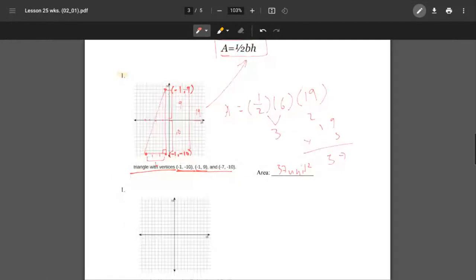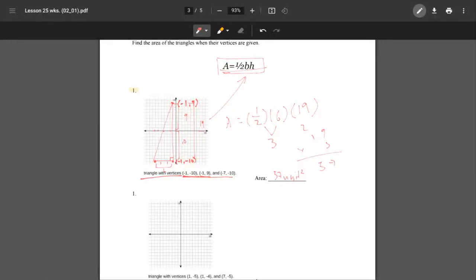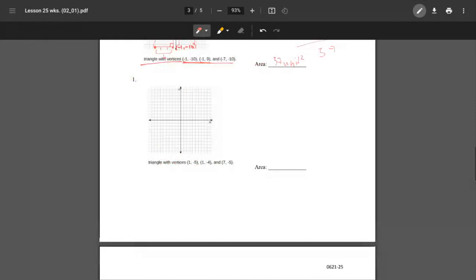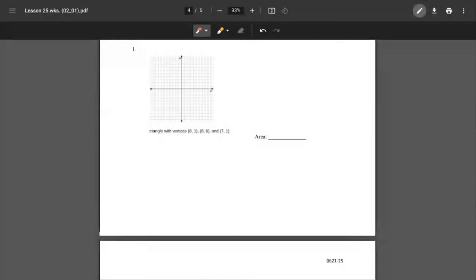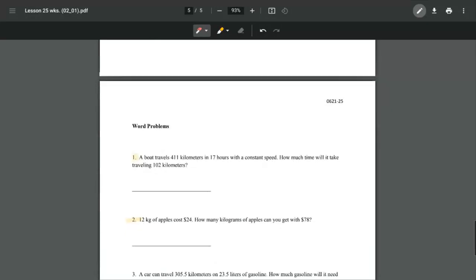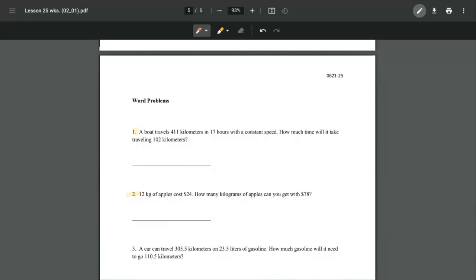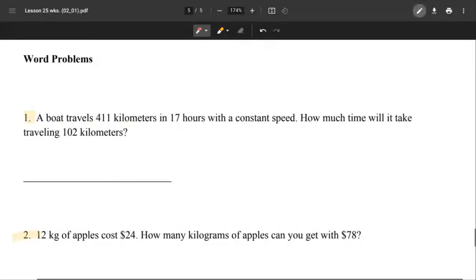Okay. So again, using the formula right here, go ahead and finish the rest of the questions. And now let's look at some word problems together. So number one, a boat travels 411 kilometers in 17 hours with a constant speed. How much time will it take traveling 102 kilometers?